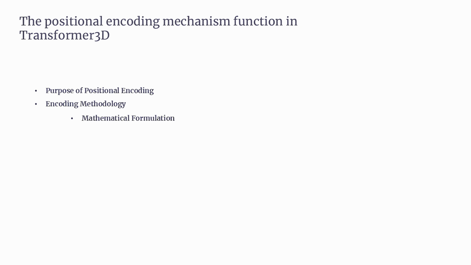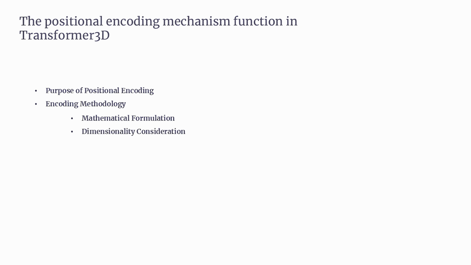The second, encoding methodology. 1. Mathematical formulation. Transformer 3D typically uses sine and cosine functions for positional encoding, just like traditional transformers. These periodic functions are beneficial because they allow for continuous position representations. In 3D, however, the positional encoding must represent positions in 3-dimensional space. Each point or vertex gets a unique encoding based on its spatial coordinates x, y, z.